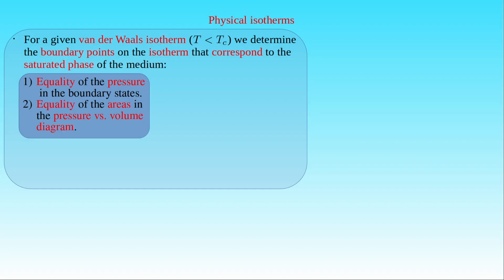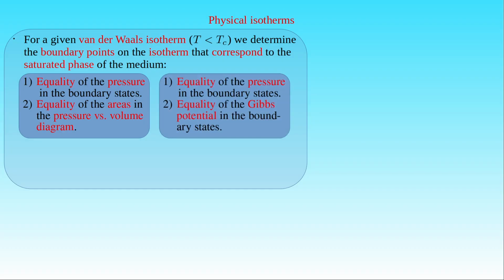The second approach applies the Gibbs criterion, and also starts with the assumption of the equality of the pressure of the medium. Instead of the rule of equal areas, the criterion demands the equality of the Gibbs potential of the medium in the boundary states.